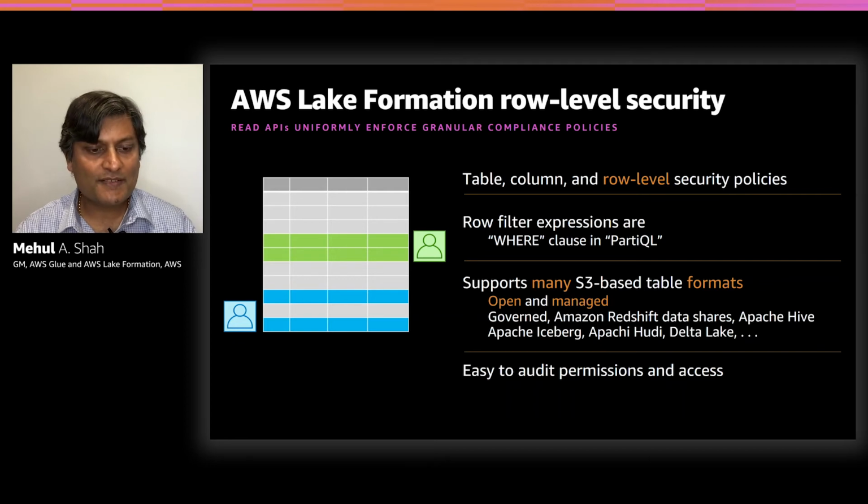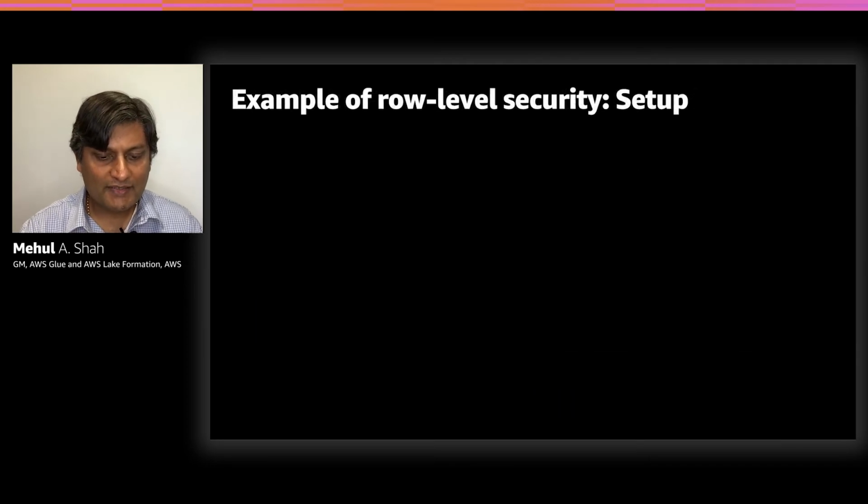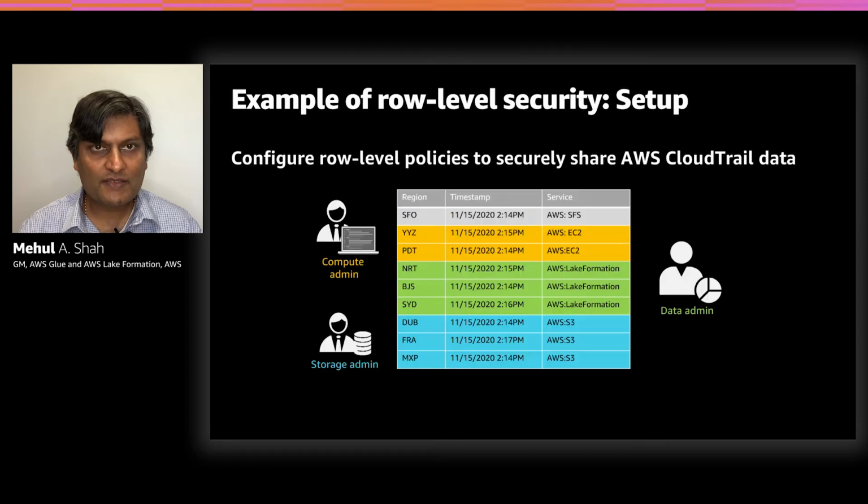Again, let's see how this works. Let's take an example of row-level security. Imagine you have CloudTrail data. CloudTrail basically records all the events in your account in AWS when you're accessing various services within AWS. And it records those API accesses basically in a single place in S3 in a variety of files. This is basically a CloudTrail table, if you will.